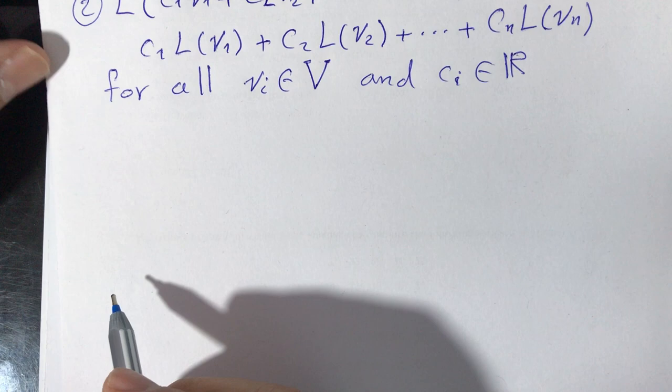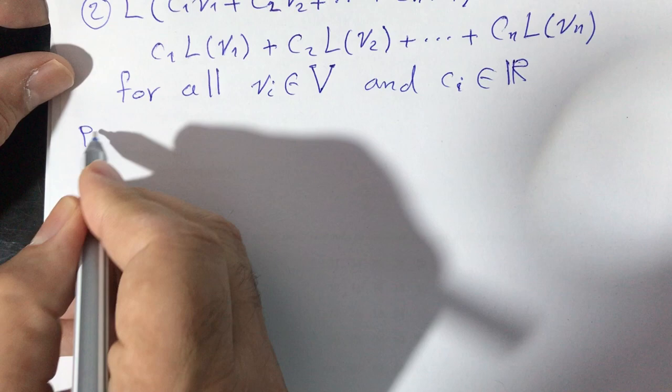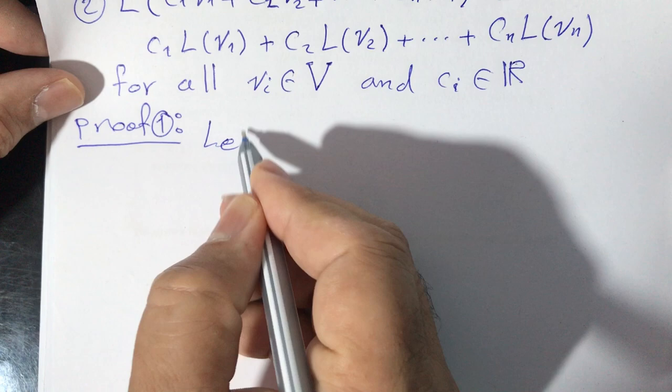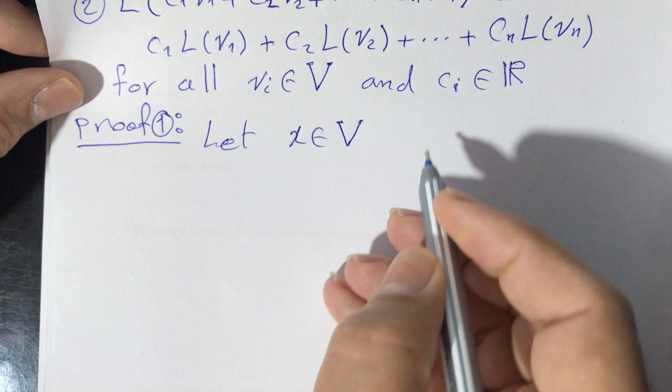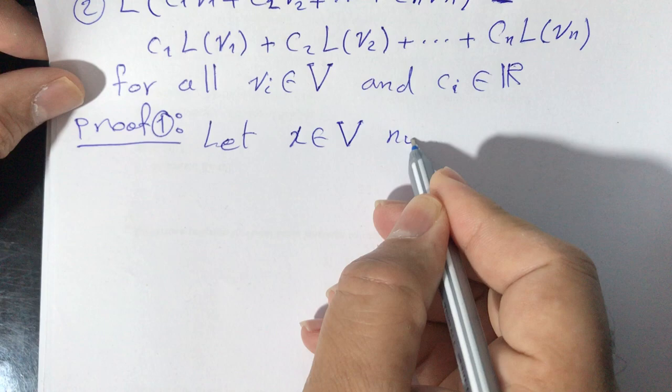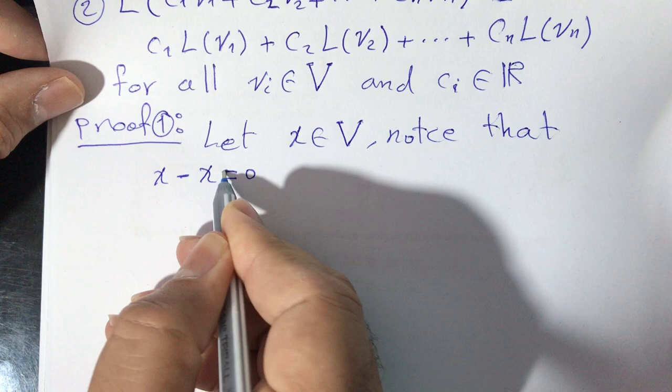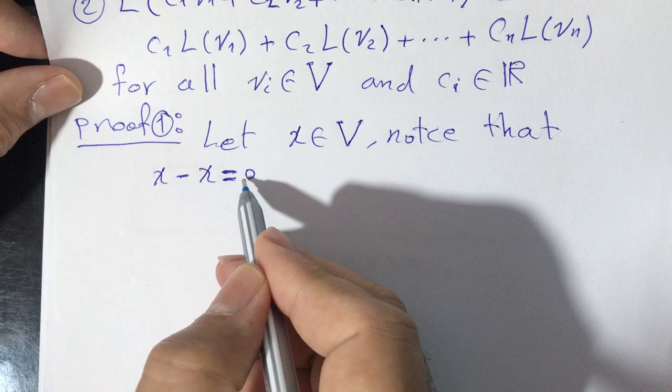Now we prove this proposition. First, prove one. Let X belong to the vector space V. Note that X minus X is equal to 0. This is for any X in V, so X minus X equals 0. This is true for all X.